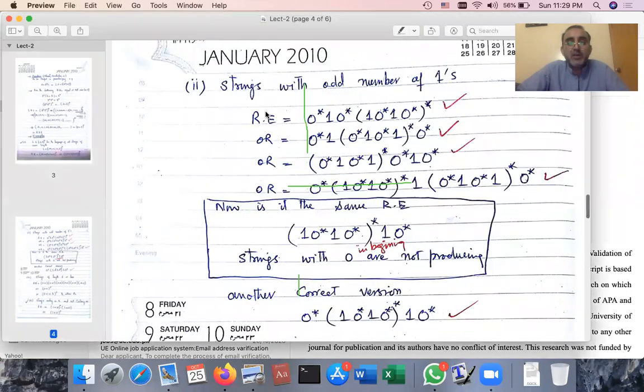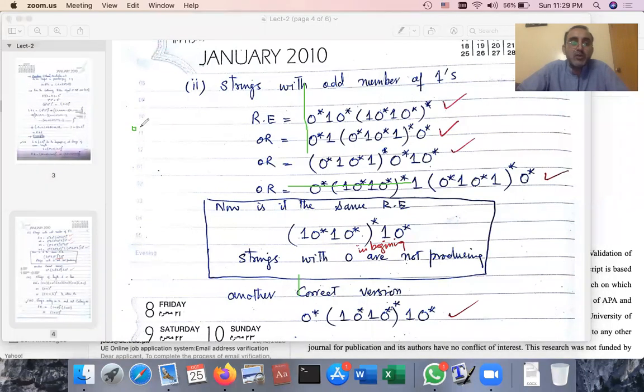Sorry. So now again, the problem statement was language of strings with odd number of ones. So it means 0, 0 with odd number of ones. This one, 001, is a valid string of this language. Here the number of ones is odd. So this is a valid string.